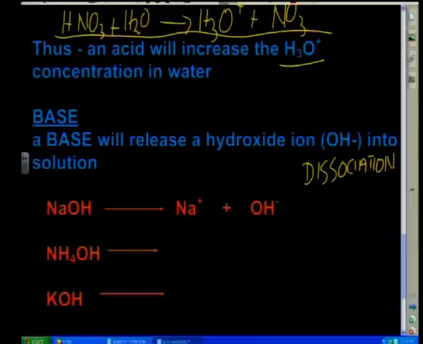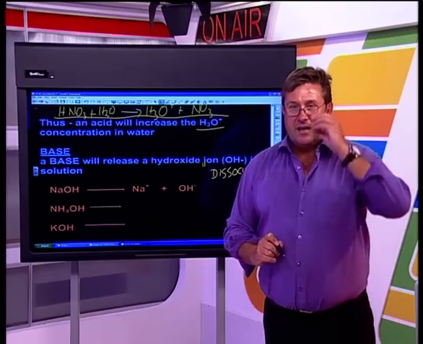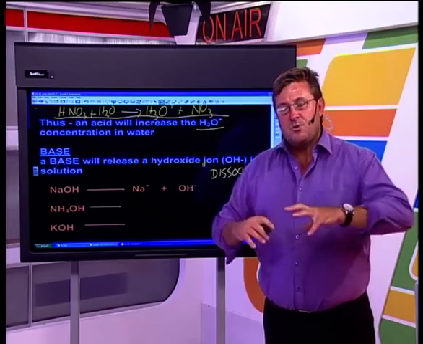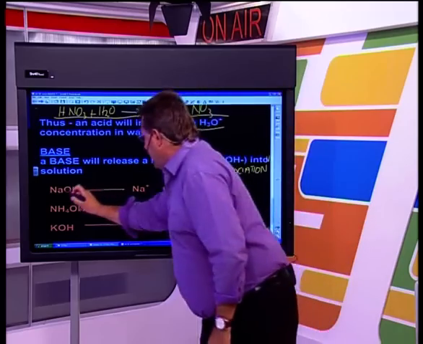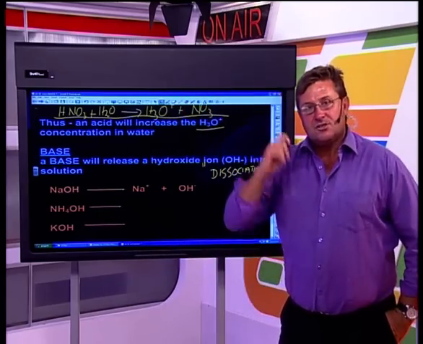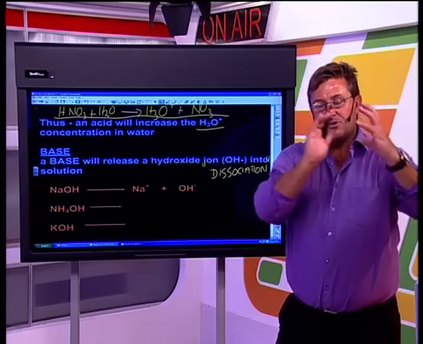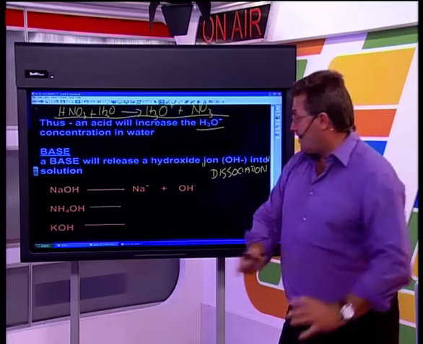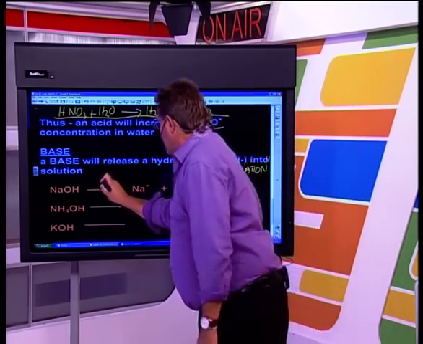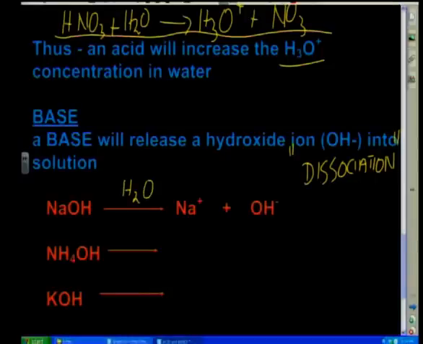We get a dissociation. Notice now, we're not talking about an ionization. An ionization takes place when you have a covalent molecule forming ions. Here we have an ionic substance, sodium hydroxide: the sodium cation and the hydroxide anion. All it's doing in the presence of water is breaking up into its individual ions. So we call that a dissociation.